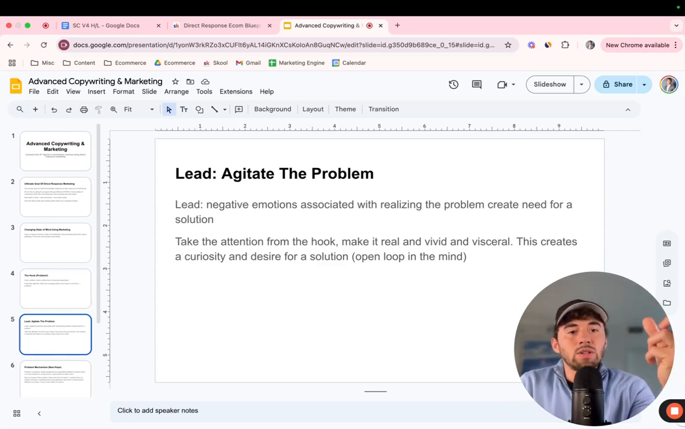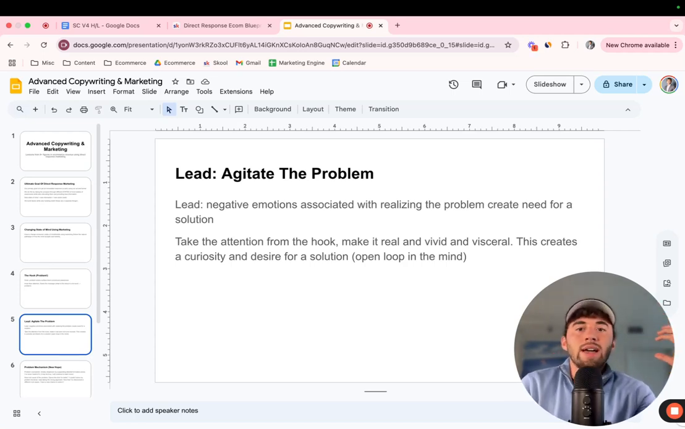We want them to be engaged with the video, and that means they care about what we're saying. They have an outcome that they want. So they want to watch the video to get an answer to a certain question, how to solve the problem. And in the lead, the negative emotions that are associated with realizing their problem are going to create a need for a solution. All right, so we're taking that spike of attention in the hook, and we're going to dimensionalize it.